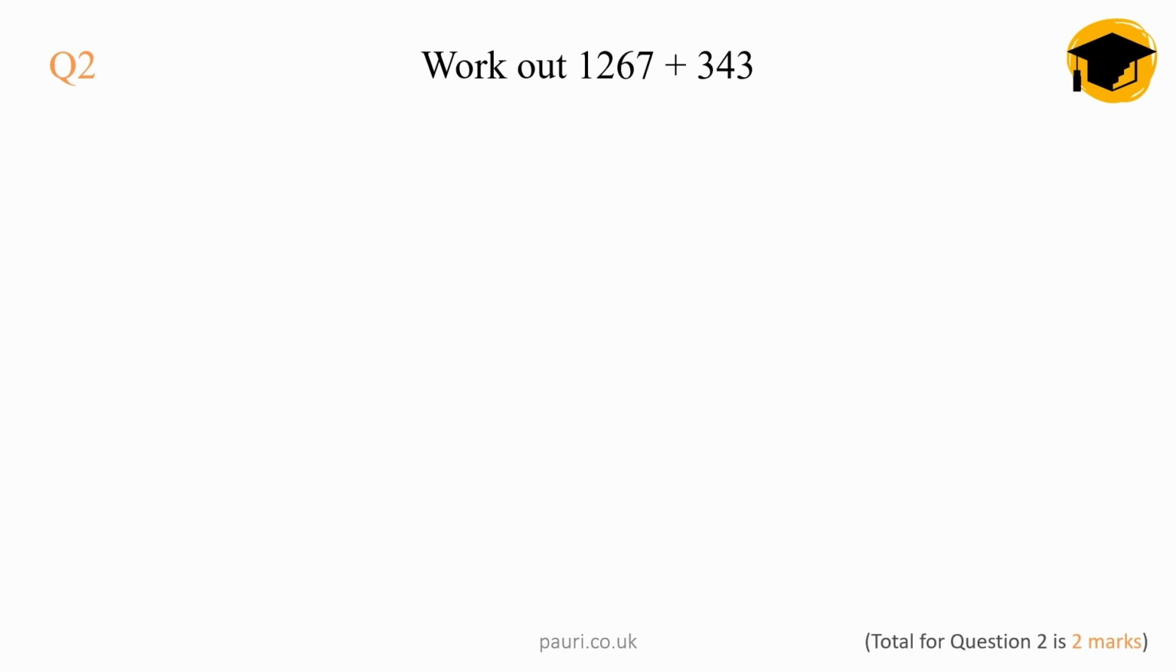Next question, question 2. Work out 1267 plus 343. One of the really important things with these questions is to make sure you're lining the numbers up. The 7 goes with the 3, which are single digits. 6 goes with the 4, which is the tens digit. 2 with the 3, and then the 1. 7 plus 3 is 10. 6 plus 4 is 10, plus 1, 11. 2 plus 3 is 5, plus 1, 6. And then 1 is left.